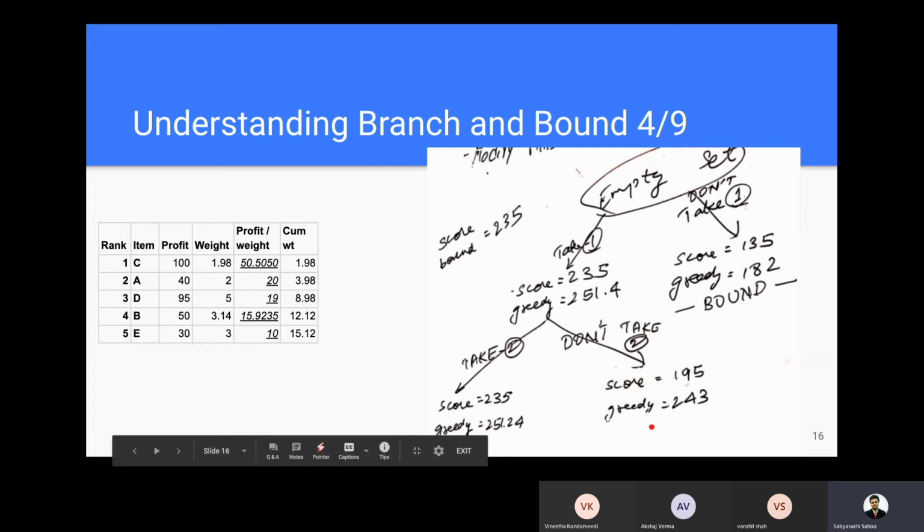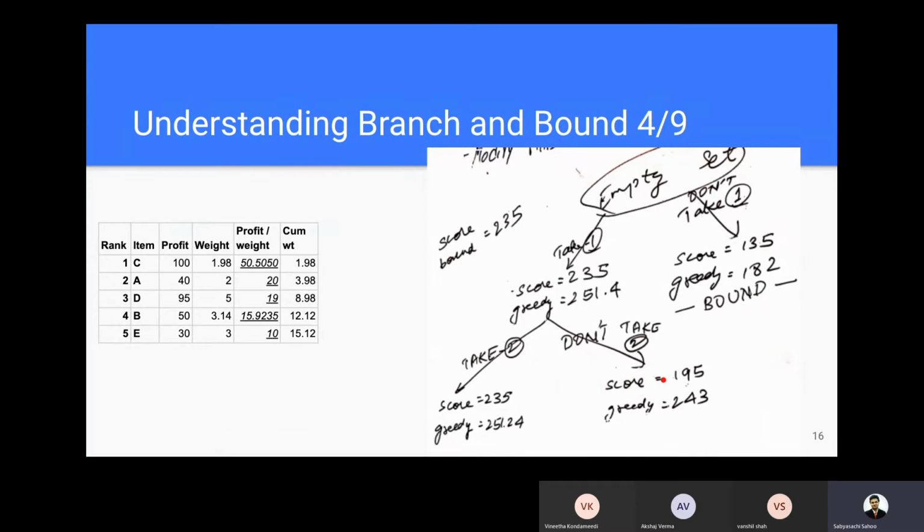Okay. And at this point, we can see that the best score that we have so far achieved is still standing at 235. Therefore, we don't update this. And we can see that the greedy scores at both these two nodes are higher. That is, both these nodes can probably give us a better solution than the best solution we have so far. So we don't bound any of the solutions. We'll need to explore both these nodes.